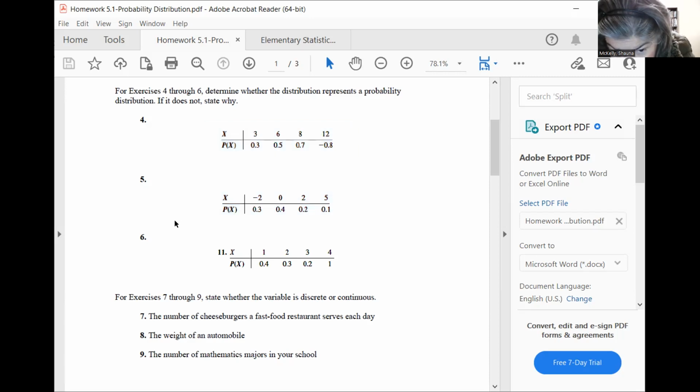So here in number 5, let's look. Do we have any negative probabilities? No. Do we have any probabilities that are larger than 1? No. Now, do my probabilities add up to 1 when I add them up? Well, 0.3. So let's do this. I'll do it for you on the screen here. We're going to say, I'll do it over here.